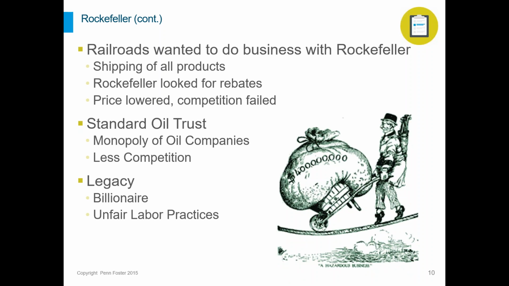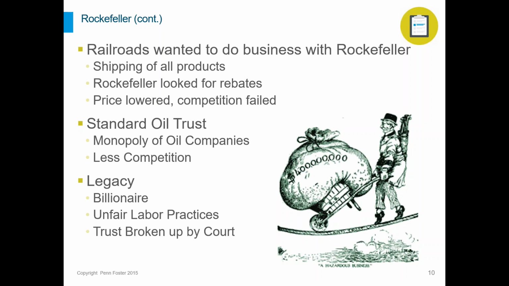which leads to the balancing act of the Rockefeller legacy: that he was the first American billionaire, but he also had unfair labor practices. Part of the things that he quote unquote saved on was employment, and he did not pay particularly good wages to his workers, even though the company was doing very, very well.